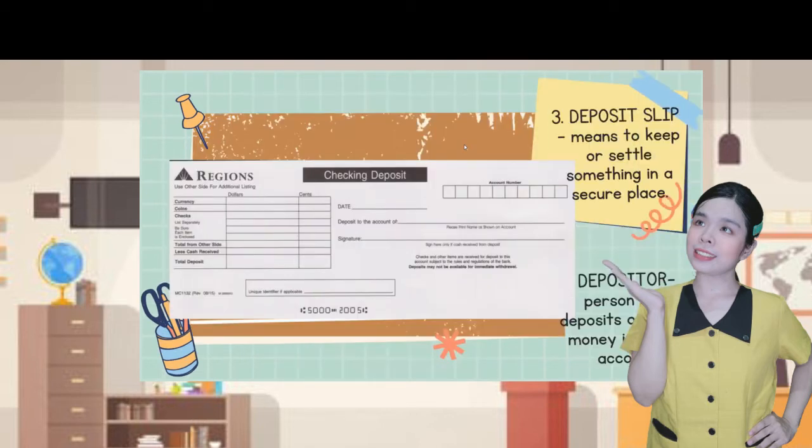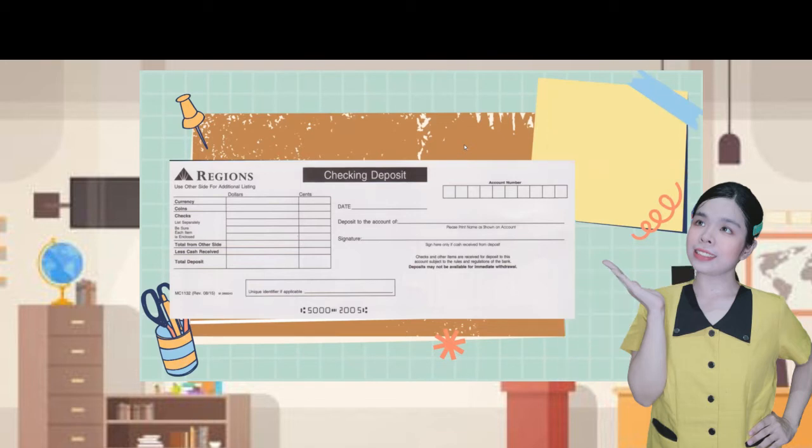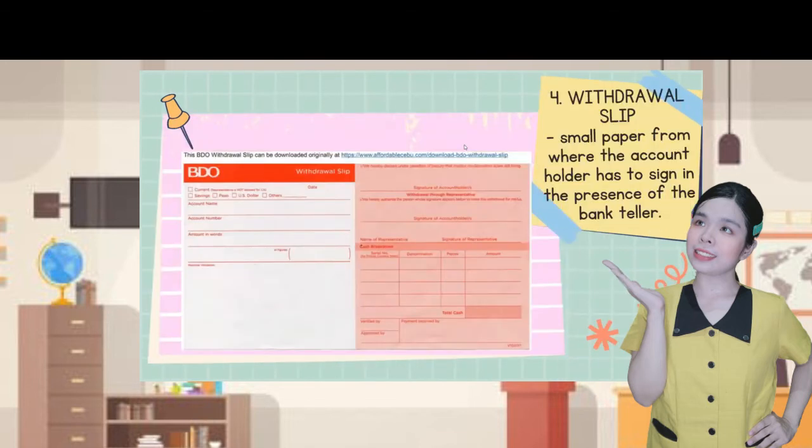The next one is what we call a deposit slip. To deposit means to keep or settle something in a secure place. A person who deposits or places money in a bank account is called a depositor. Next one is the withdrawal slip. A withdrawal slip is a small paper where the account holder has to sign in the presence of the bank teller.